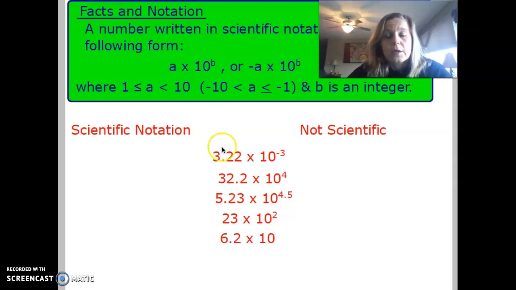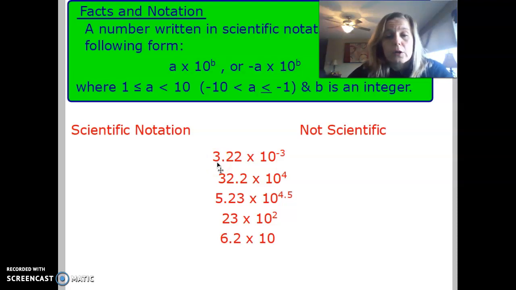Remember, the exponent tells us how far to move our decimal point, either to the right or to the left. If it's positive, we know it's making a bigger number and we move the decimal point to the right. And if it's negative, our number is less than 1, which means we move our decimal point to the left. Remember, for it to be in proper scientific notation, there can only be one value in front of the decimal point.